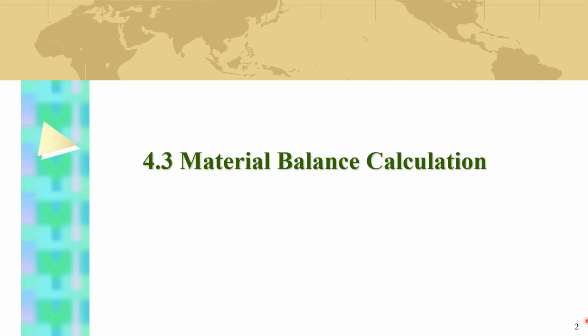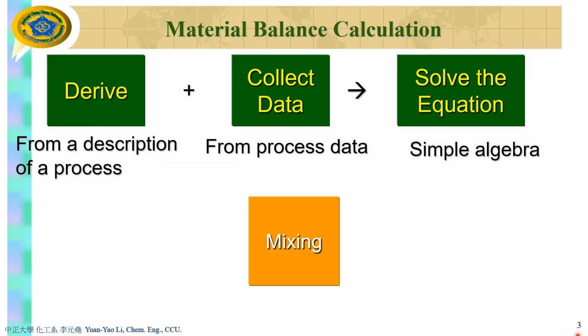Anyway, now let's move to section 4.3, material balance calculations. How can we do the calculation? Every time you have a question or an exercise, you need to read the question, like a description of a process, and then after that you collect the information and data. You collect the data, and then you do a simple calculation. That's what we are going to learn in chapter 4.